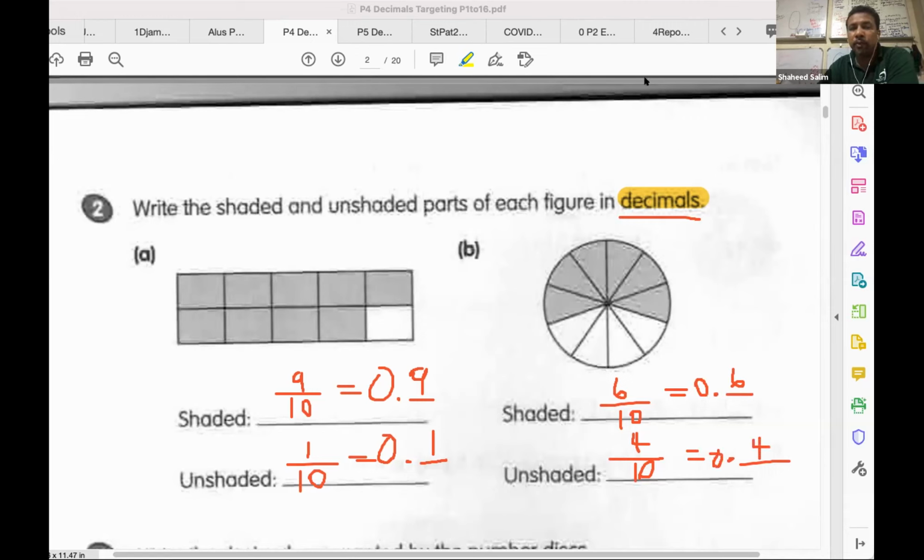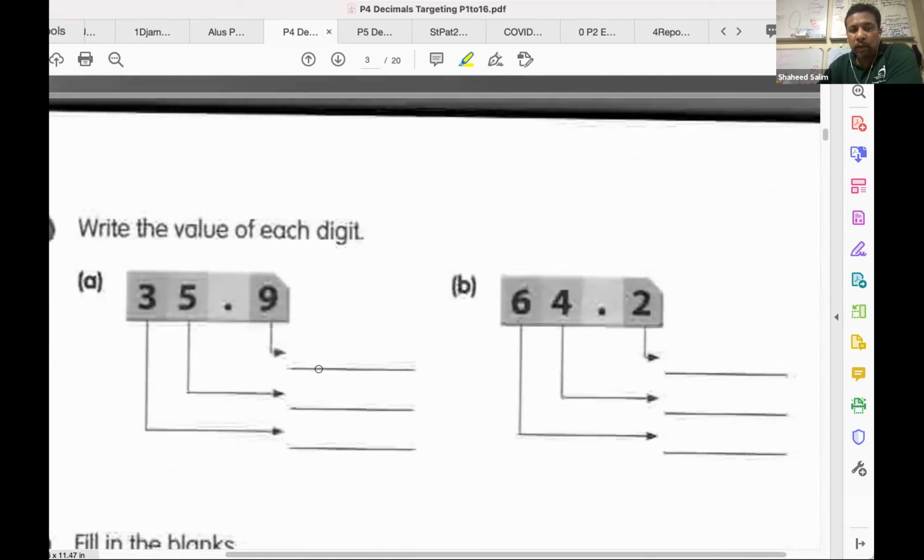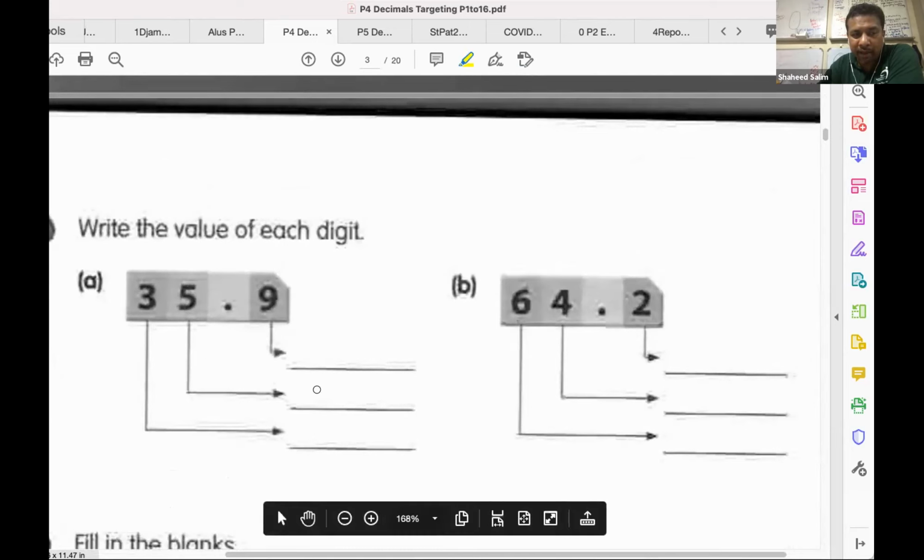Down here now. They're asking you for the value. How much is the 3 down here? What's the value? How much is the 5? How much is the 9? You try. If you're not so sure, I can show you the first one. Okay, you try.